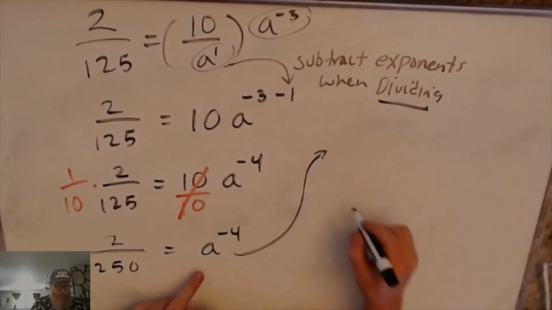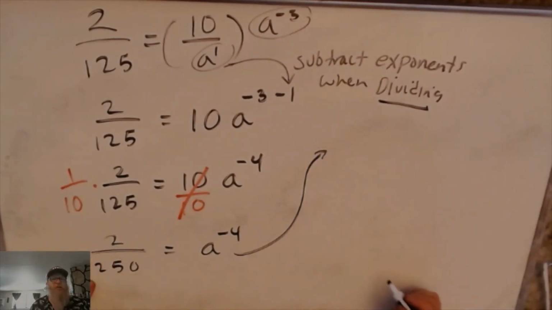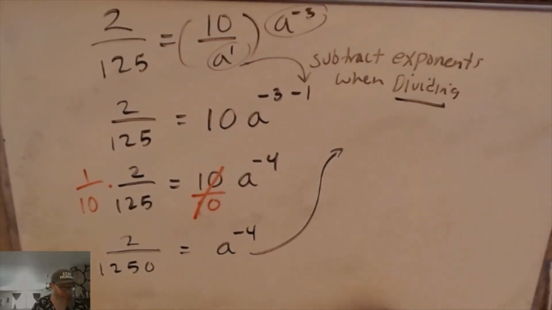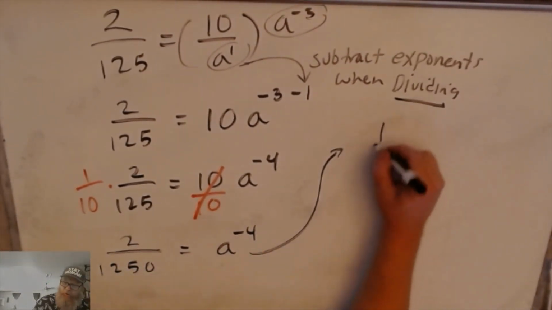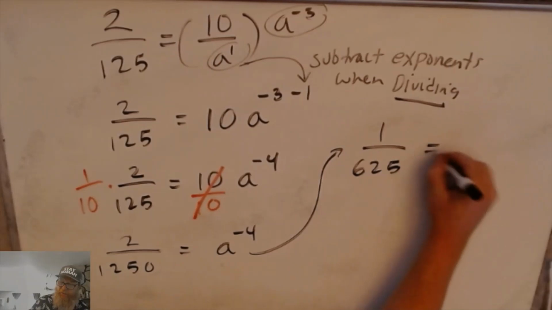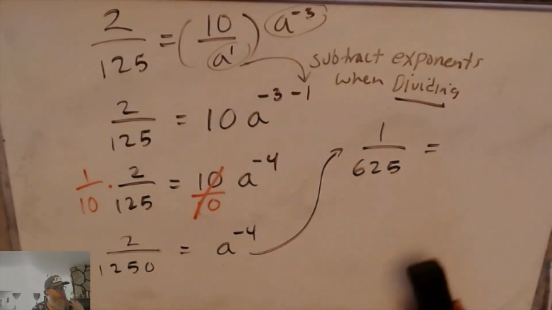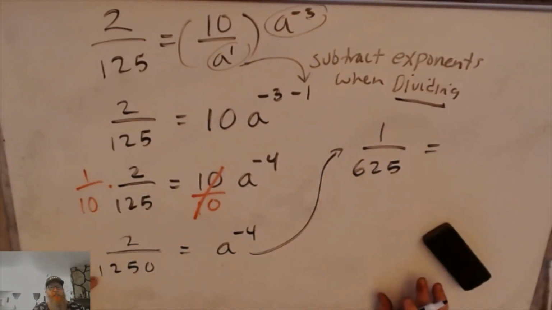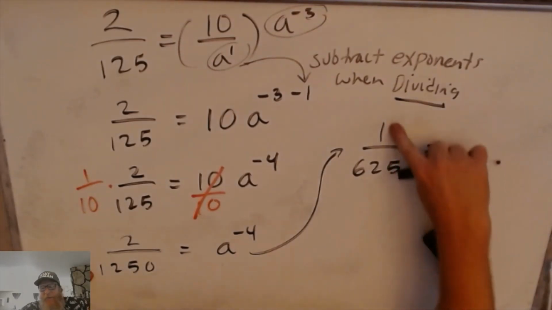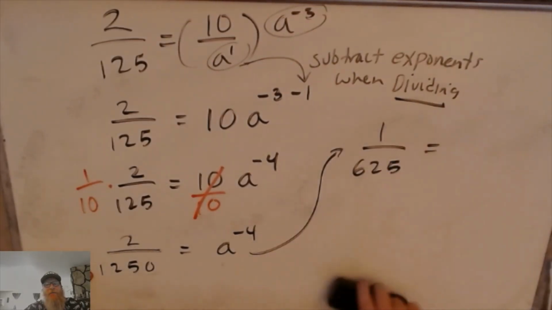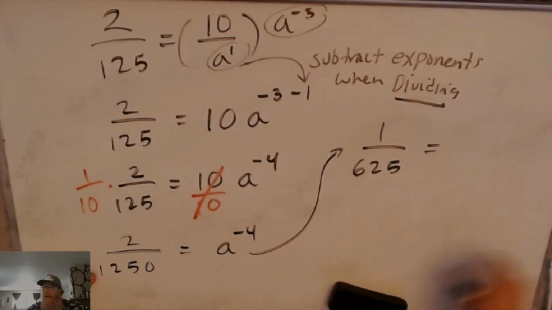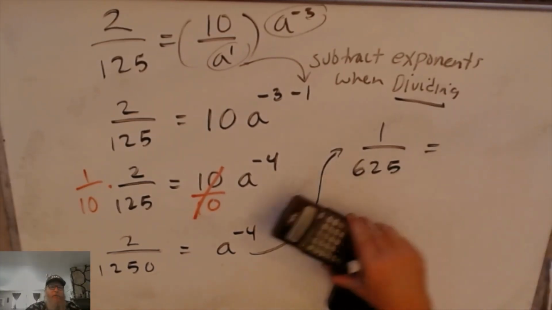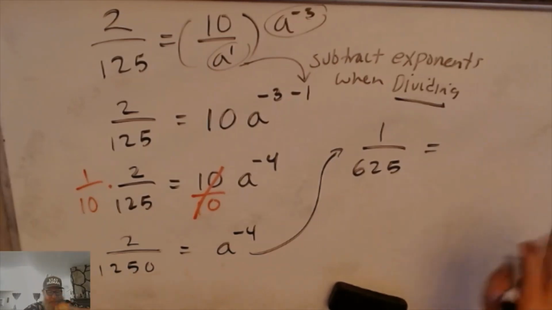This is where it gets rough. What is 2 divided by 1250? Oh, clearly, Professor, that's 1 over 625. In other words, just divide 1250 by 2. Yeah. But don't forget that there's a 1 on top. All right. If you have to, you can use your calculator. There's no shame. Calculators are allowed in this section.